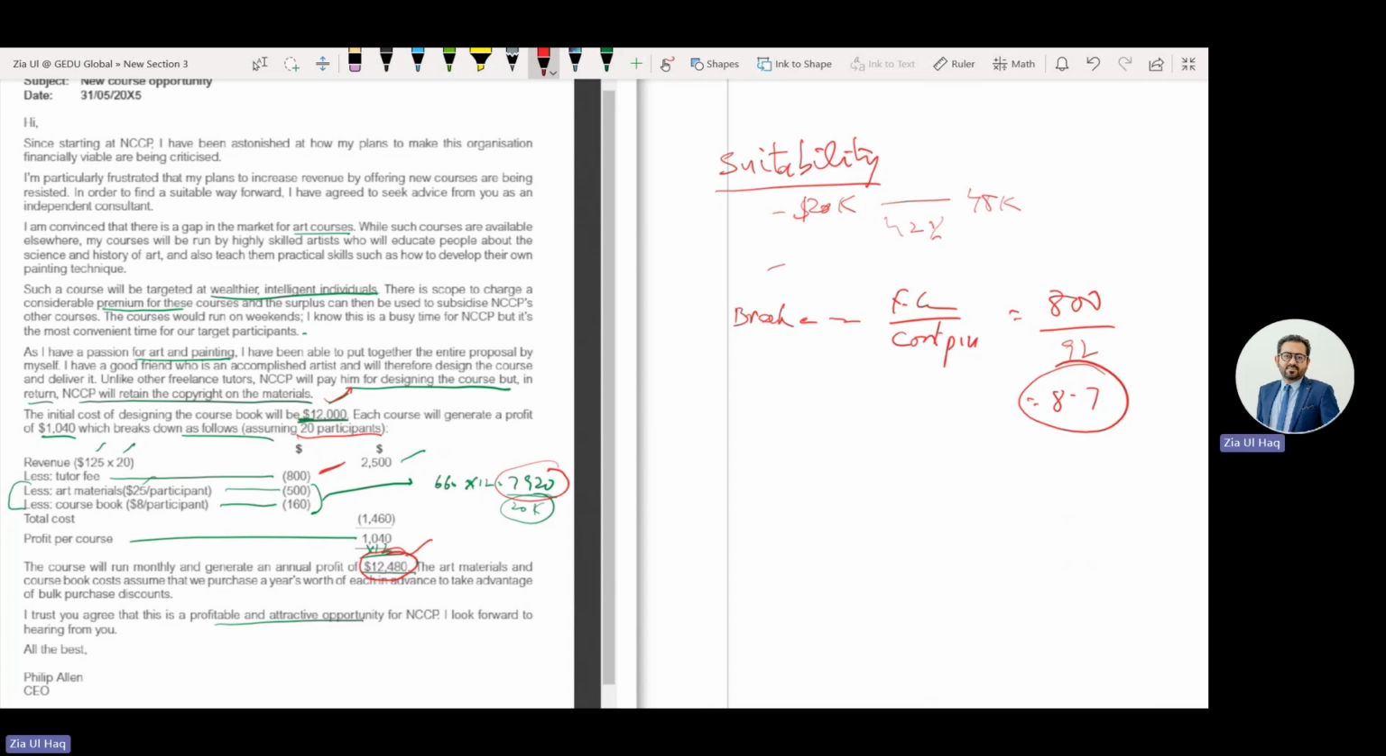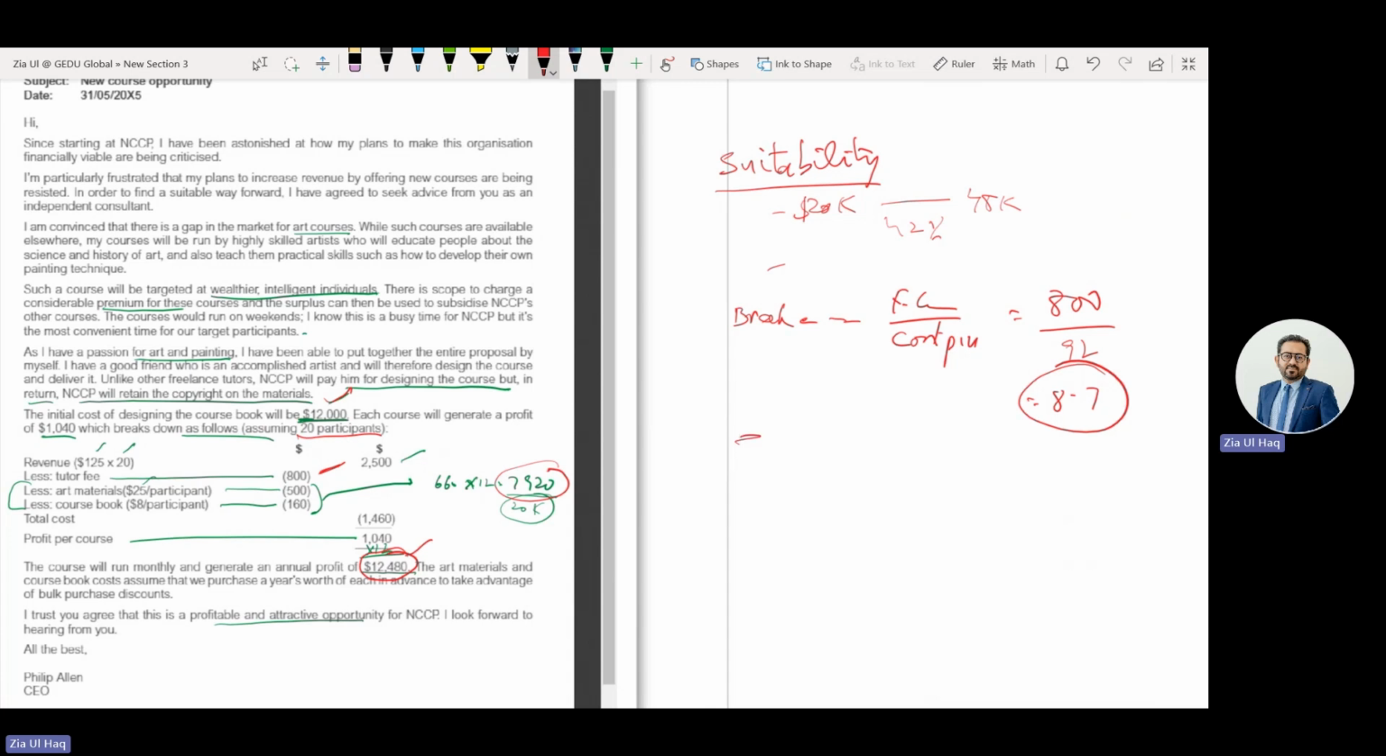That we need to consider: whether any market research was performed, how this 20 is calculated, whether there is a demand in the market, and based on that market research, you found you can get at least 20 participants. If you are unable to get 20 participants and they are in single digits, there will be a loss. This course will not be successful. What else can we discuss in suitability regarding the history?